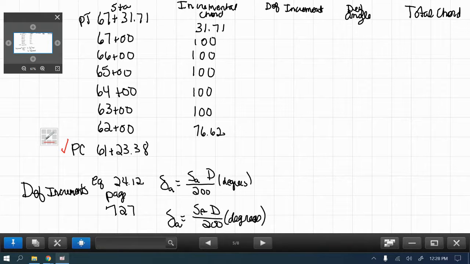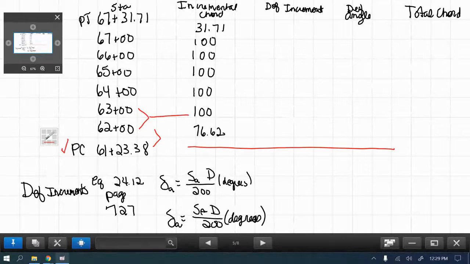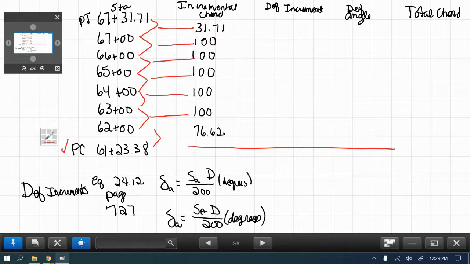So I'm going to set my chart up. 61 plus 23.38. This is your 0 line. That's where the instrument's set up. I need to know what the distance between these two are. And you should get 76.62. So 62 minus 61, 23.38 is 76.62. Then the difference between 62 and 63 is 100. So all of these are 100. And then the last one is 31.71.